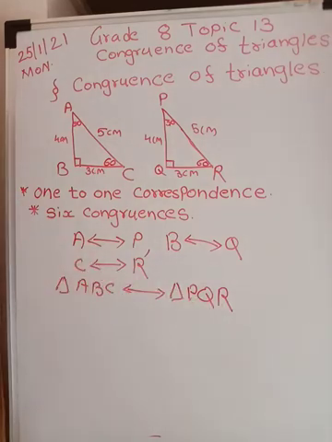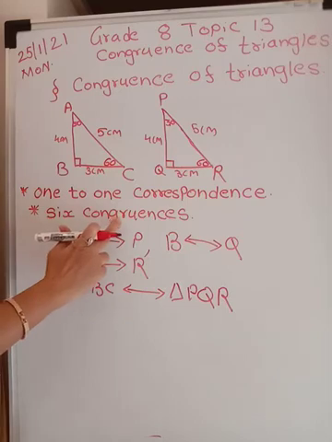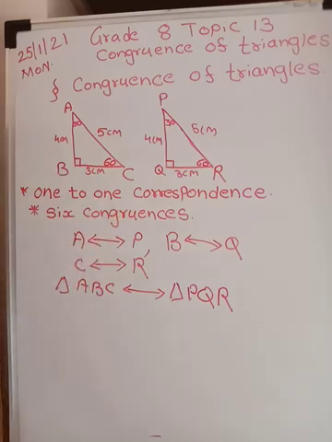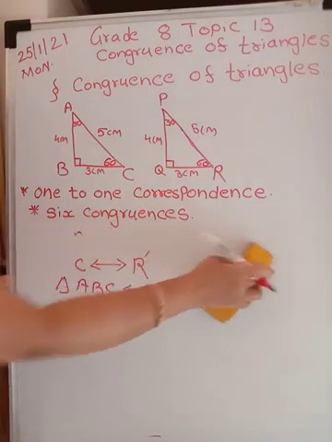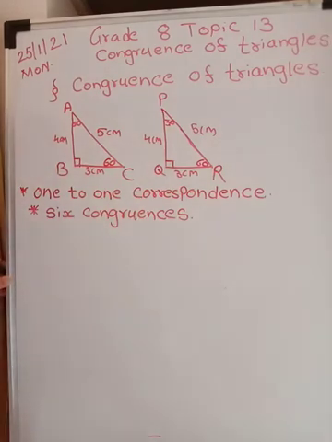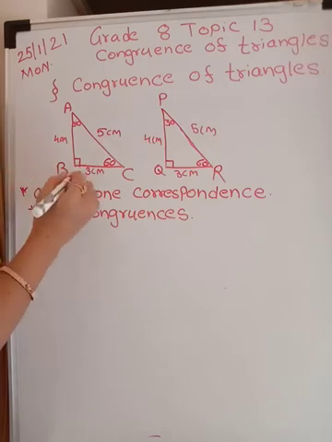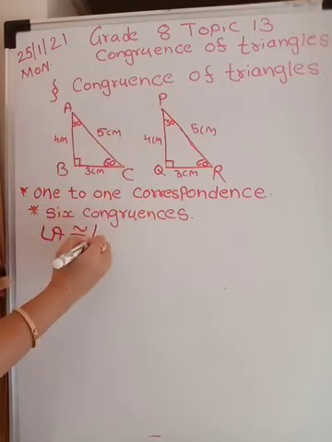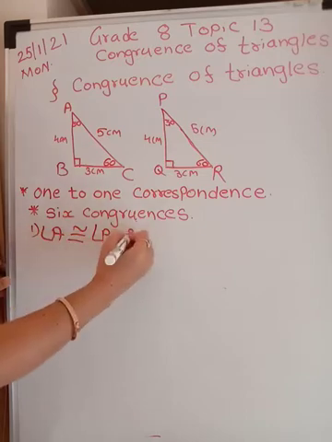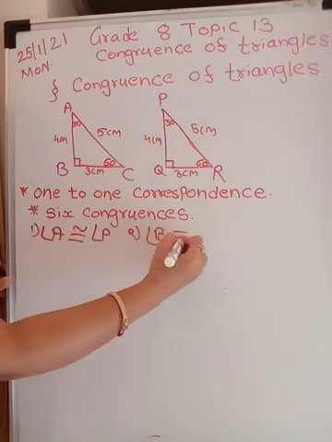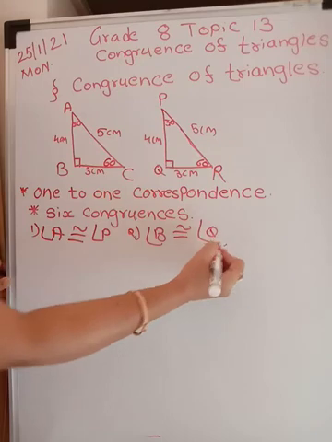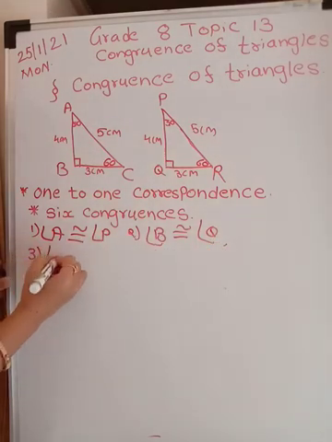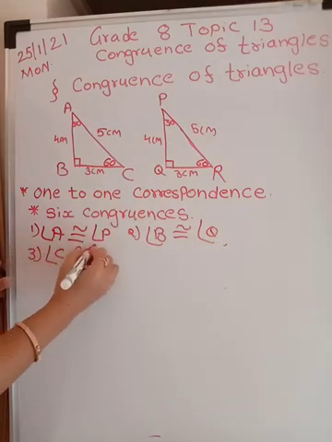Now, whenever two triangles are congruent, there are 6 congruences. Which are those 6 congruences? They are related to 3 angles and 3 sides. Now see, if triangle ABC is congruent to triangle PQR, then angle A is congruent to angle P. You know this is the congruent sign. This is the first congruence. Second, angle B is congruent to angle Q. Then third, angle C is congruent to angle R.